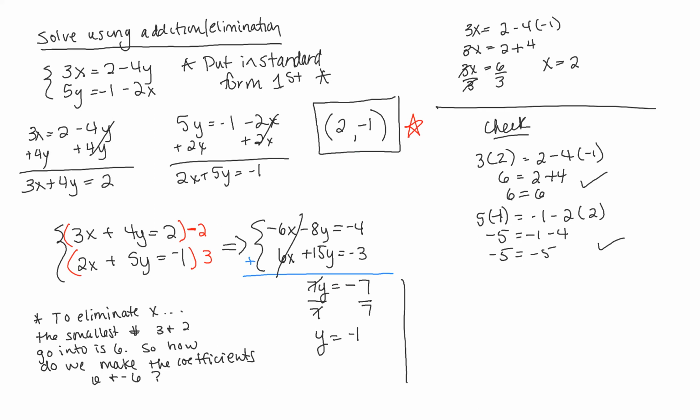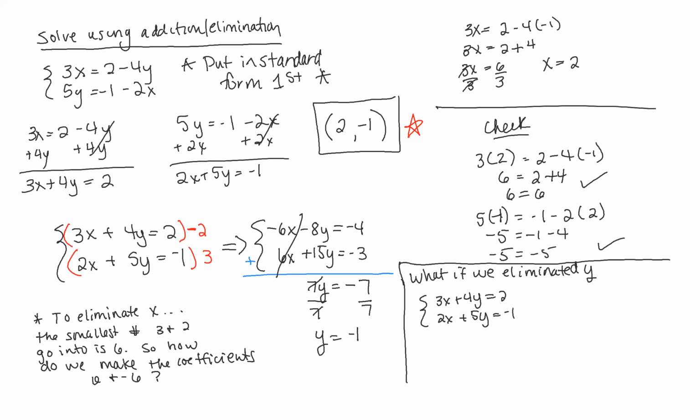Now, for fun, what if we wanted to eliminate y's? So we had the system 3x plus 4y equals 2, and then 2x plus 5y is negative 1. And we chose right off the bat, let's get rid of the x's. But what if we had said, let's get rid of the y's? Well, what you would do is you would look at 5 and 4. The smallest number 5 and 4 go into is 20. So we want to force the coefficients to be 20 and negative 20.